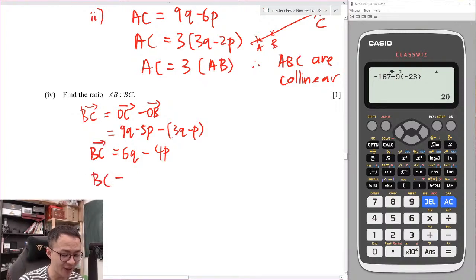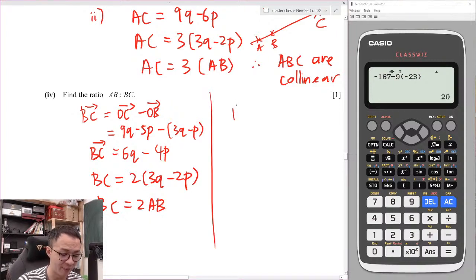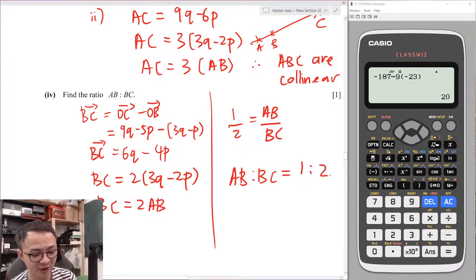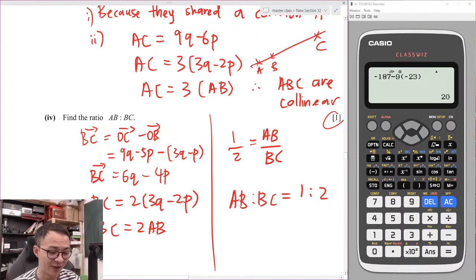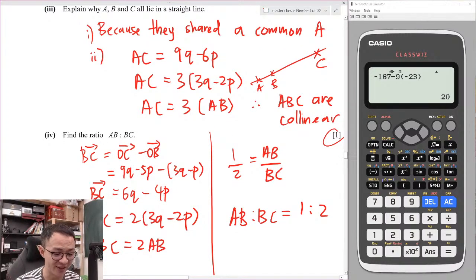And then I can factorize out the 2 here, becoming 3Q minus 2P, which is AB. So BC equals 2AB. And then I will just write them in a fraction, so AB over BC. So AB ratio BC equals 1 ratio 2. This is 1 all the way, but just 1 mark. If you understand, you can get the answer for part 3 here, because AC equals 3AB, right? That means this one will be ratio 1, this one will be ratio 2. This is what happens for the 1 mark questions.